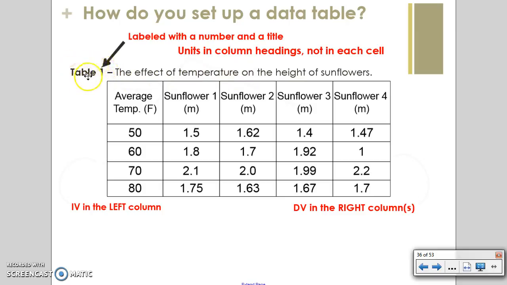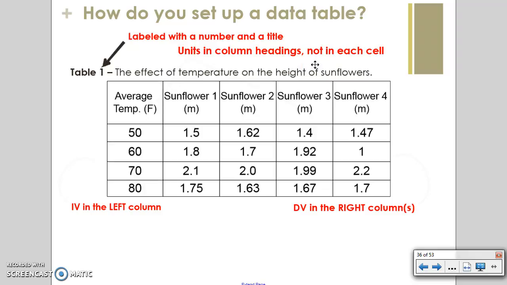Sometimes you may run an experiment that includes more than one table, in which case your label right here would say Table 1, the next table would say Table 2, and then Table 3, Table 4, and so on. You need to make sure that you include a title on every graph that you create. Your title is what is going to tell your audience what the information is talking about. So in this case, the title is telling us that temperature is having some sort of an effect on the height of sunflowers, or at least that's what they were looking at.